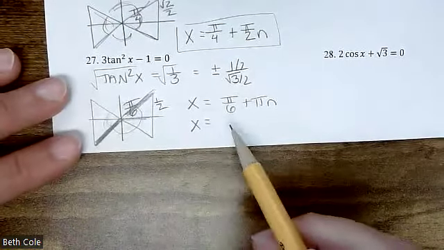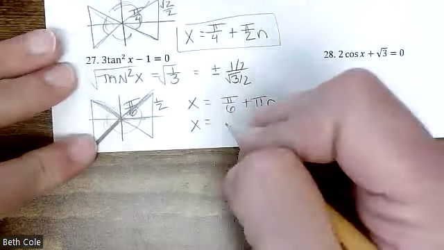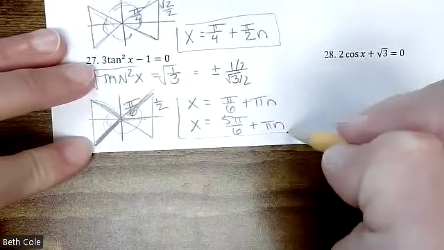Okay. Then how would you do the other one? You have to take care of these 2. So it would be 5 pi over 6 plus pi n. Good.